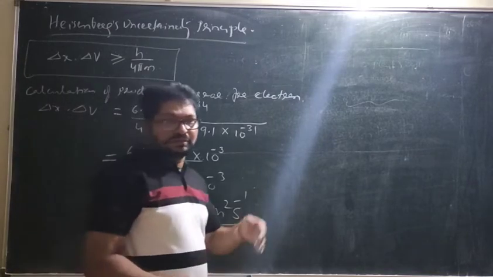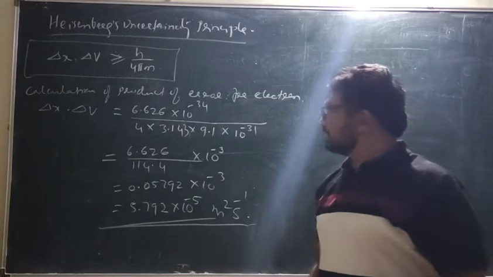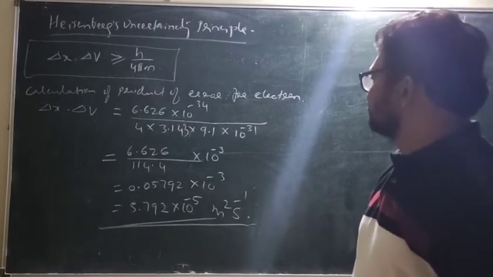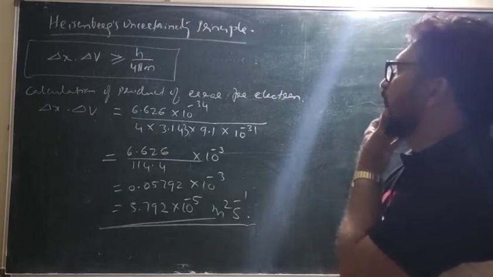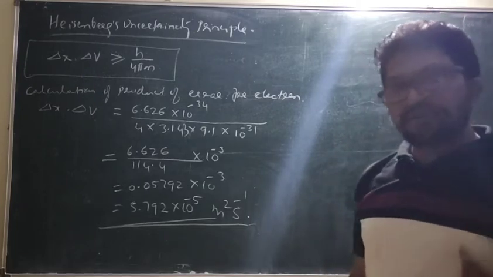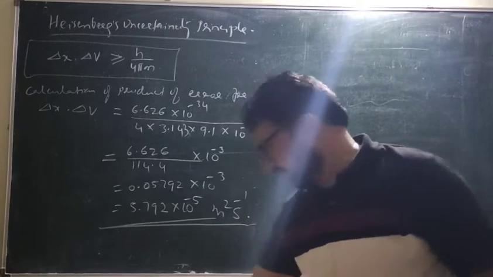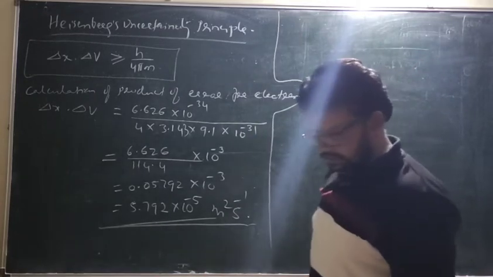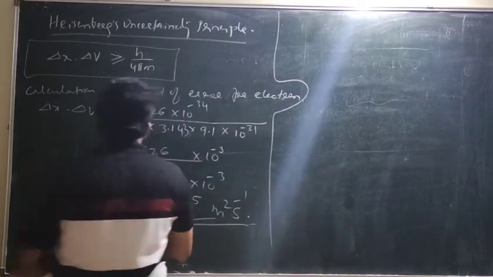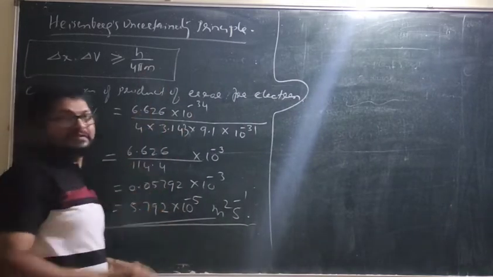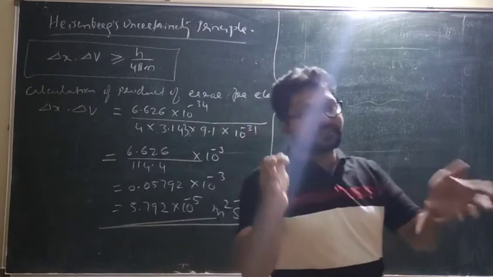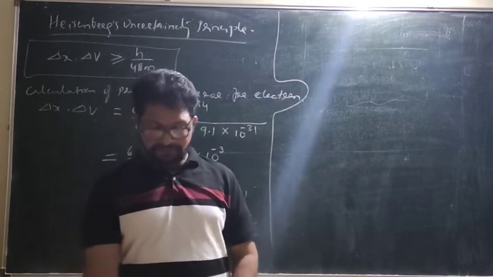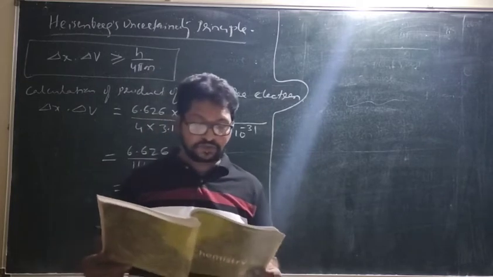So this is the product of error that you can calculate with 4 pi m. One problem I will work out on this. As m increases, the error decreases. So let us work out a problem, and one problem I will give as homework.